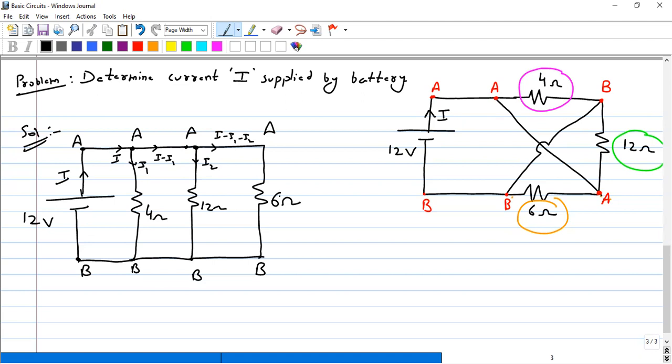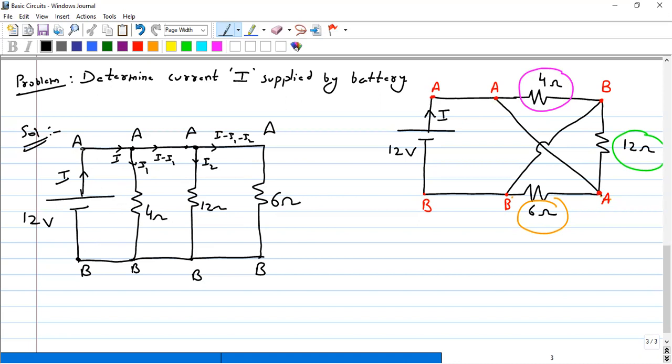What about parallel? Obviously, between the points A and B, the voltage is how much? 12 volts, between point A and B. So what is the voltage drop across 4 ohms? It is also connected between point A and B. 12 ohms is also connected between point A and B. 6 ohms is also connected between point A and B. And across points A, B, I know voltage is 12 volts.